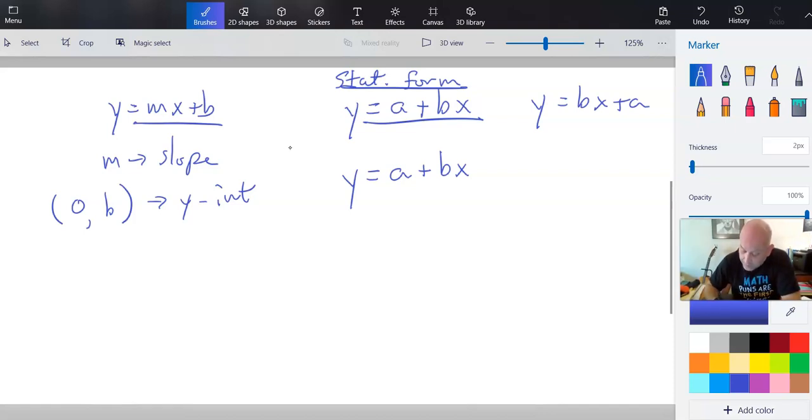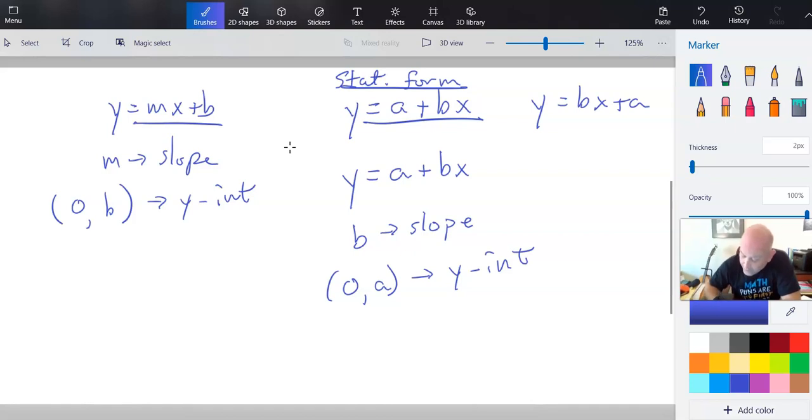So now b is our slope, and what's even more is we're not going to be calling it slope anymore either. I mean, it is a slope. You're not incorrect by calling it the slope, but we're going to be calling it something else. And then (0, a) is your y-intercept.